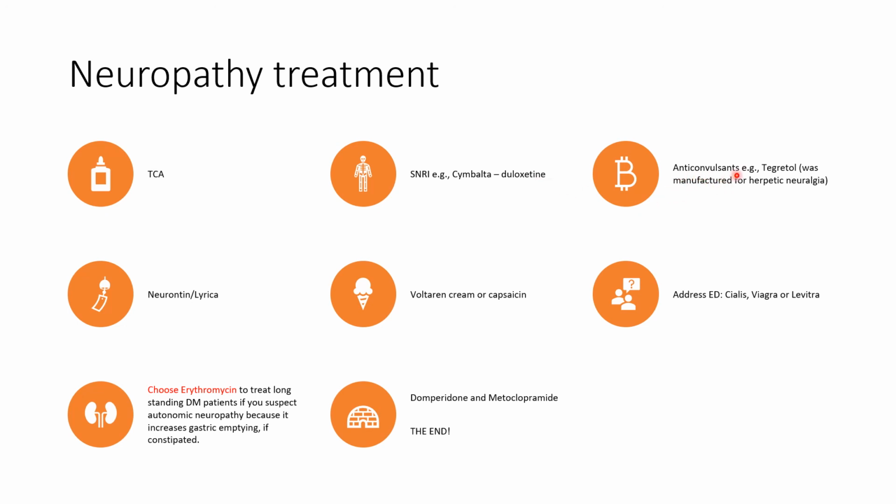And you can go for anticonvulsants, for example, Tegretol, that is carbamazepine. Remember, carbamazepine was originally manufactured for the treatment of tic douloureux, that is trigeminal neuralgia. Then Neurontin or Lyrica, that is gabapentin or pregabalin. Voltaren cream or capsaicin for topical application can be used.